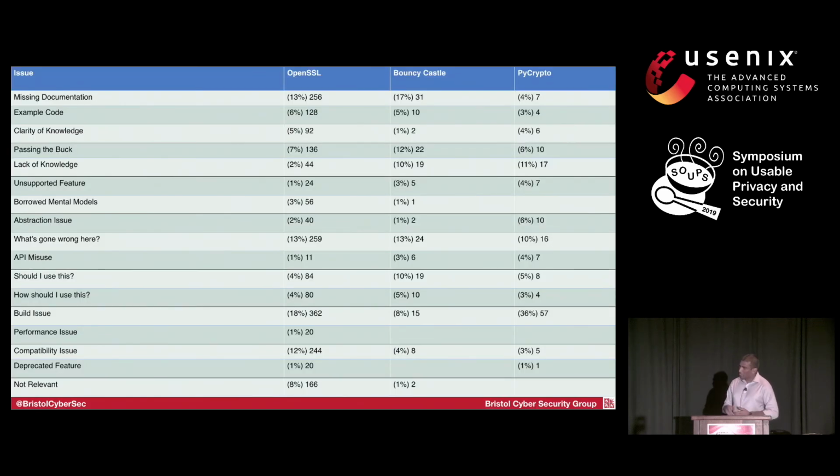Okay, so this table shows the prevalence of the usability issues against the crypto APIs. I know you can see there are only 3 crypto libraries here: OpenSSL, Bouncy Castle, and PyCrypto. That's quite simply because they had the most questions associated with them. I can go into more detail if need be.